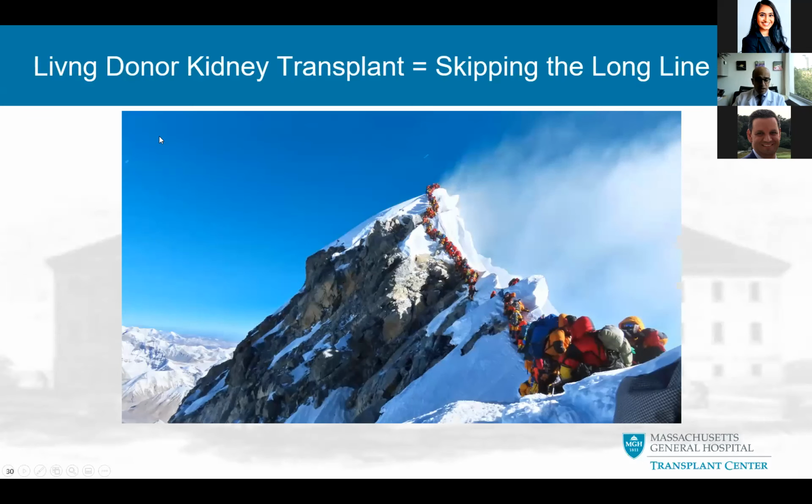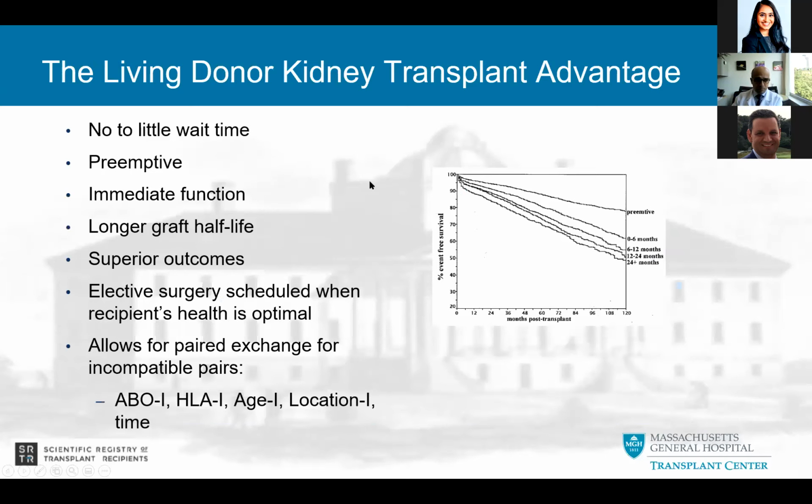So really, as Dr. Elias mentioned, the options are very limited, especially with the new allocation system, the new nautical mile system that has led to more waiting time in our region, especially skipping the long line. And this is an image from Mount Everest a couple of years ago where people are lining up to reach the summit. The only option would be living donor kidney transplant. And along with skipping the wait time, it has a lot of other advantages. As I mentioned, the wait time is abolished or diminished. It allows for the preemptive kidney transplant.